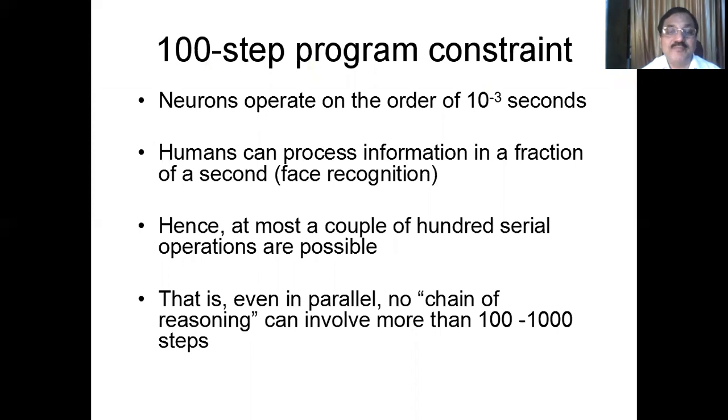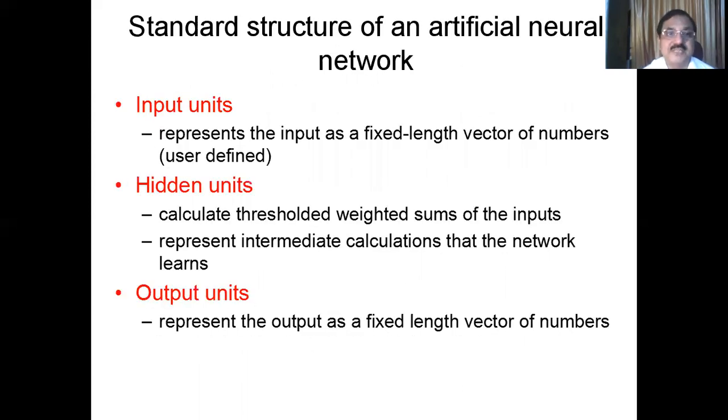And then there is the 100-step program constant. Neurons operate on the order of 10 to the power -3 seconds, that is a millisecond. Humans can process information in a fraction of a second, such as phrase recognition. So in this case, you cannot determine the time of this. Hence, at the most, a couple of hundred serial operations are possible in the human brain. That is, even with parallelism, no chain of reasoning can involve more than 100 to 1,000 steps.